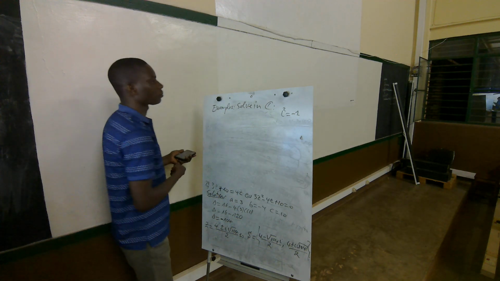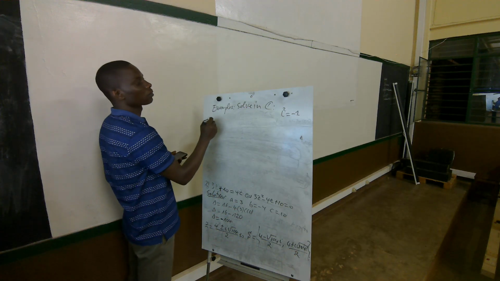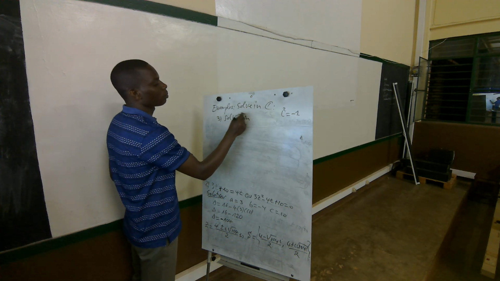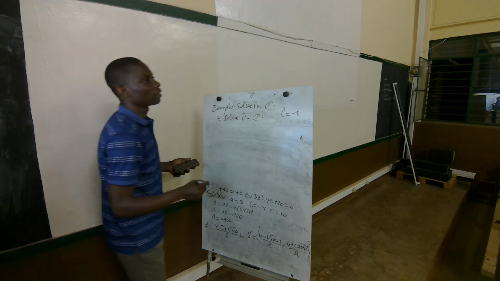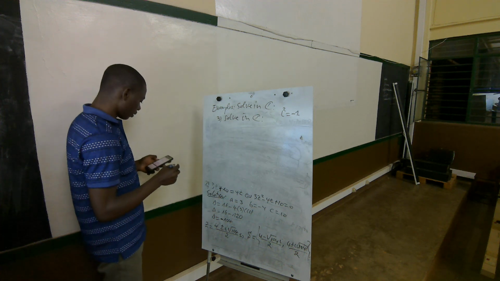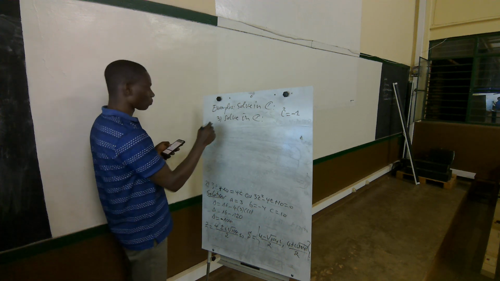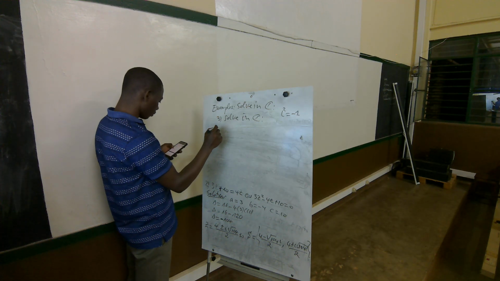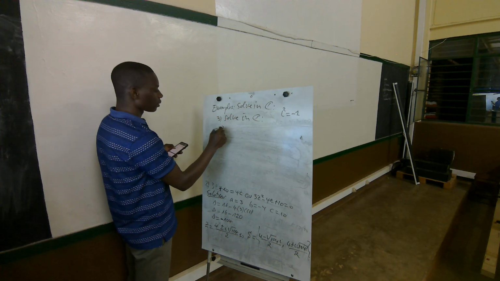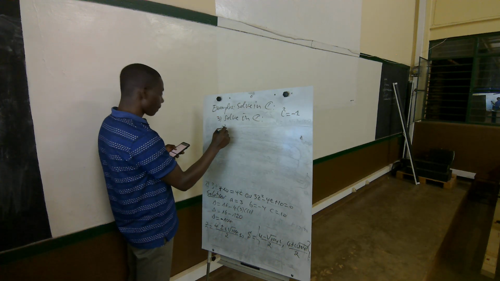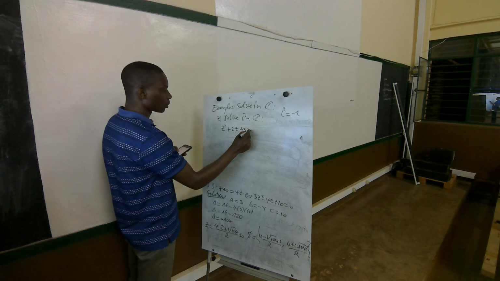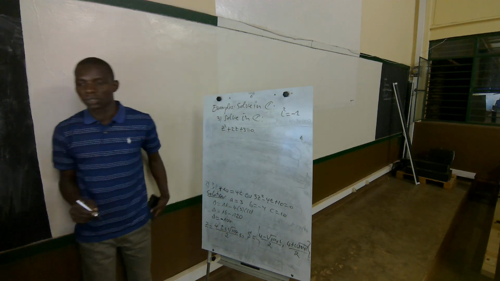Equation 3. Solve in the complex numbers: z squared plus 2z plus 3 is equal to 0.